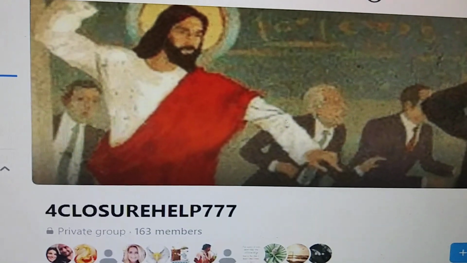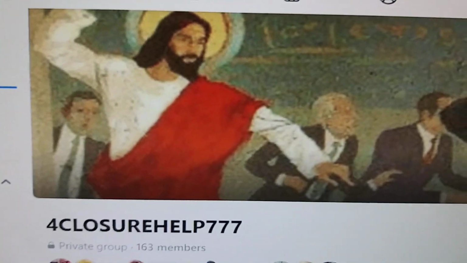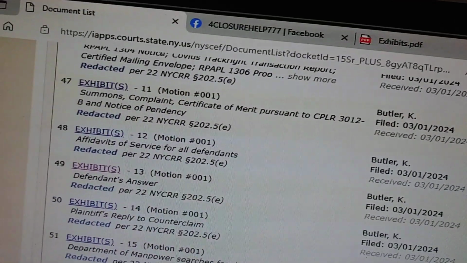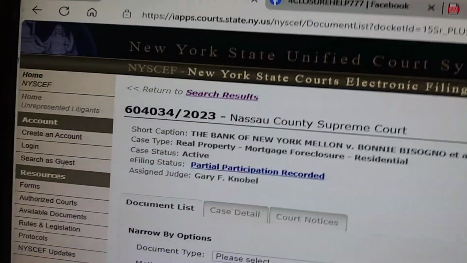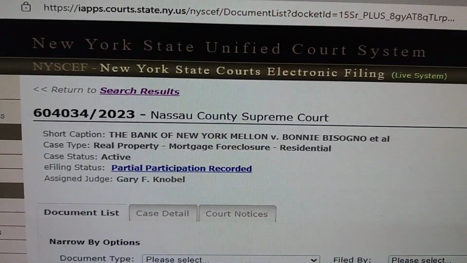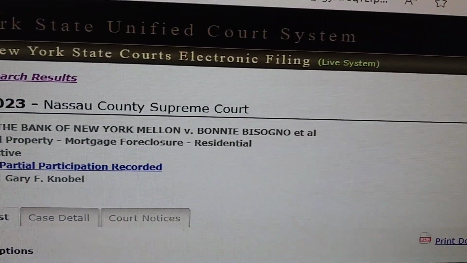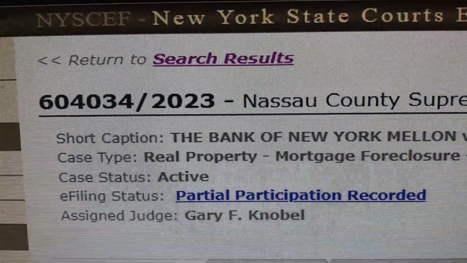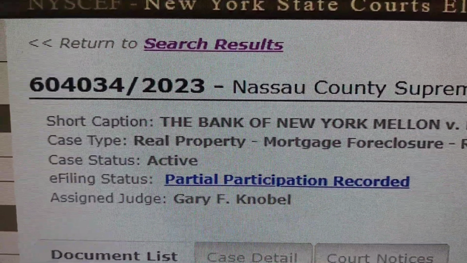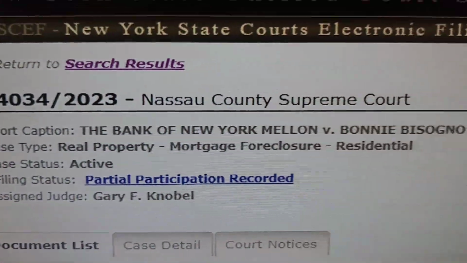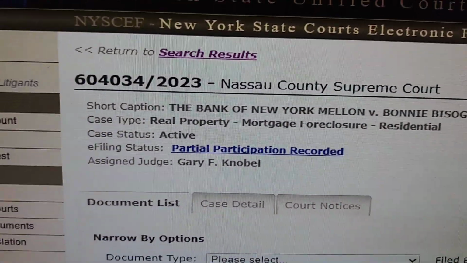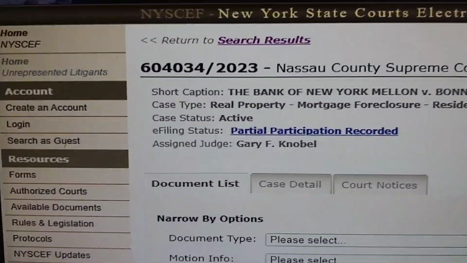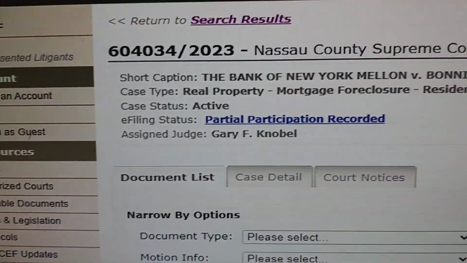Today we're going to talk about a new case. It's in New York. Let's take a look. The case is found in NYSCEF, New York State Courts Electronic Filing, and the case number is 604034-2023, Nassau County Supreme Court. You can find this if you look in NYSCEF and search as a guest. You can bring it up.